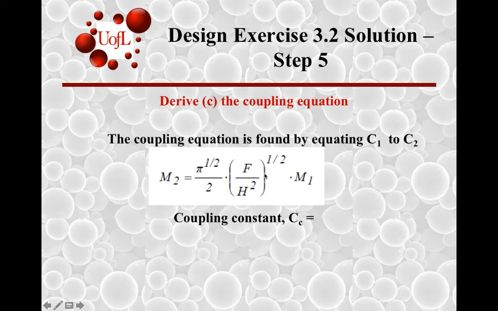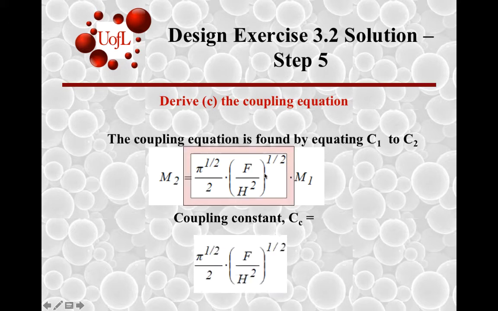What is the advantage of this coupling constant that we've identified over here? Suppose we plot M2 versus M1, the two material indices, on a log-log plot. In that case, this coupling constant, which is given by this expression over here, is your intercept.